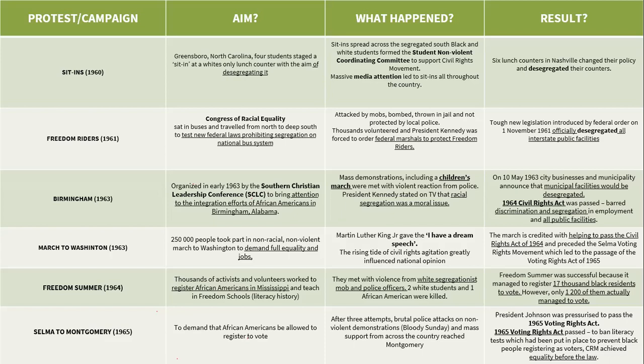So what is the result of the Birmingham campaign? On the 10th of May, 1963, city businesses and municipality announced that municipal facilities will be desegregated. So all the businesses in Birmingham started to desegregate. And then we've got the whammy. President Kennedy starts talking about the 1964 Civil Rights Act.